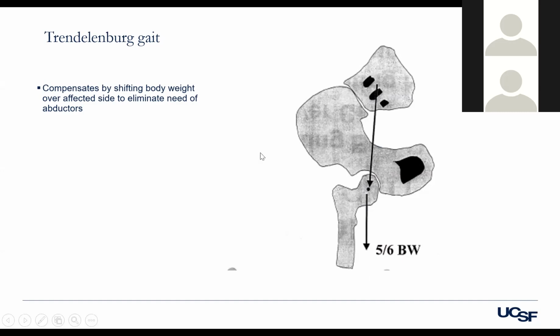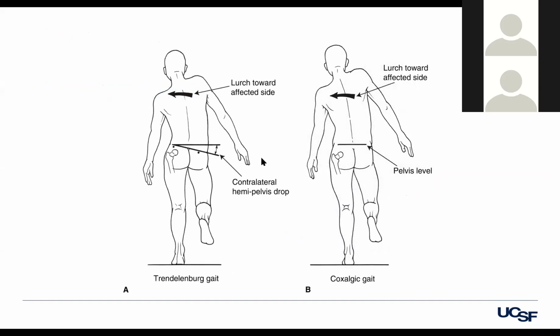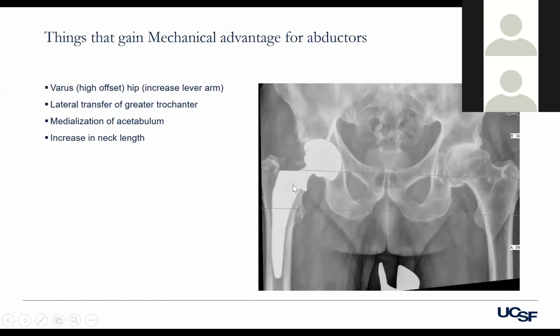Now, where this gets a little bit confusing is that this can sometimes confuse people, and this is just doing that same thing. I'll get there in a second. When it comes to canes, that can get a little bit confusing. Now, in terms of things that gain a mechanical advantage for the abductors, we kind of talked about this already. So higher offset is technically better for the abductors from a joint reactive perspective. It's not necessarily better to them from a bursitis irritation perspective.